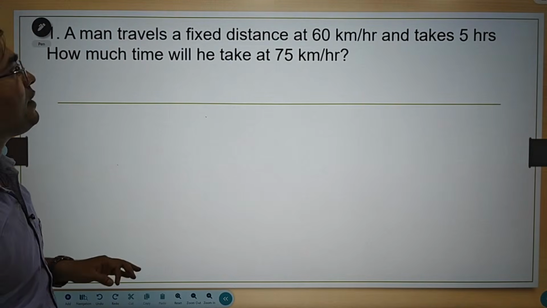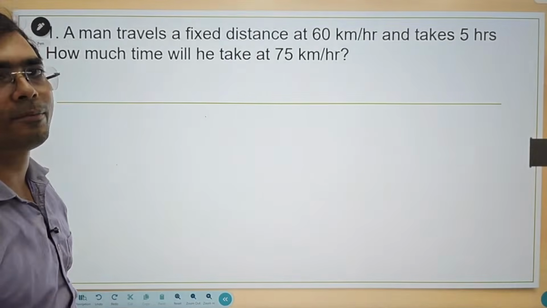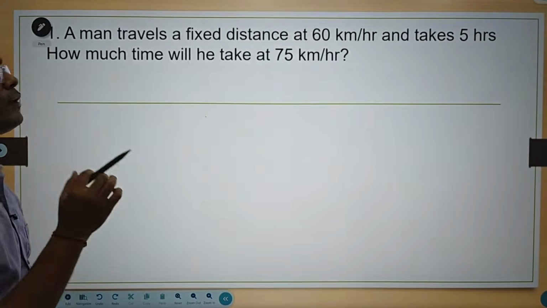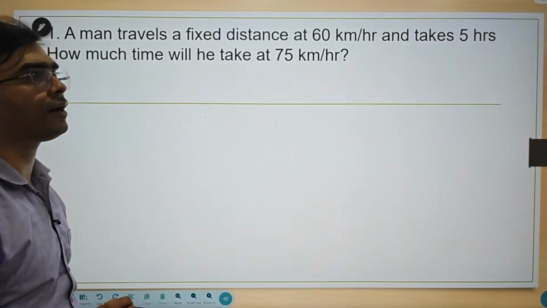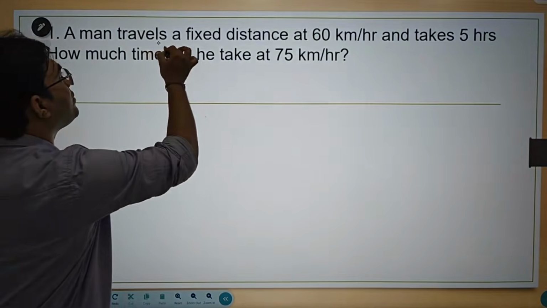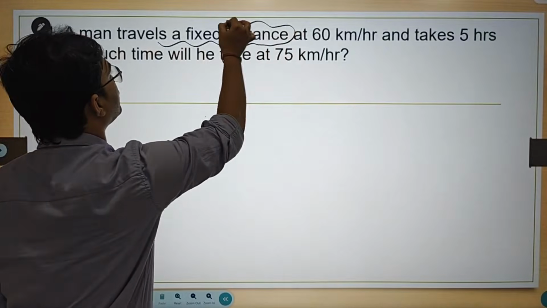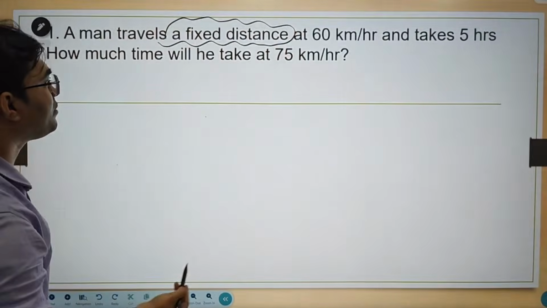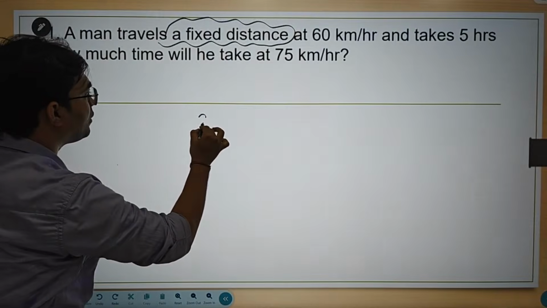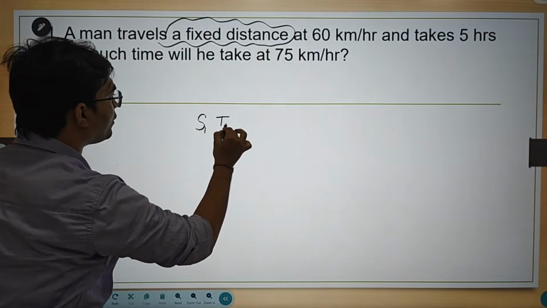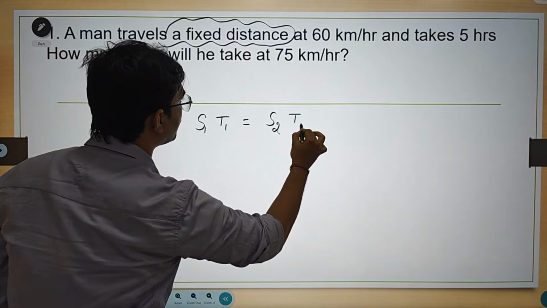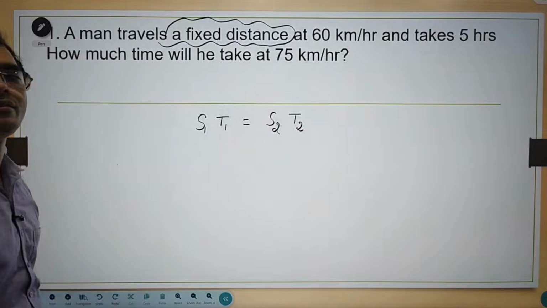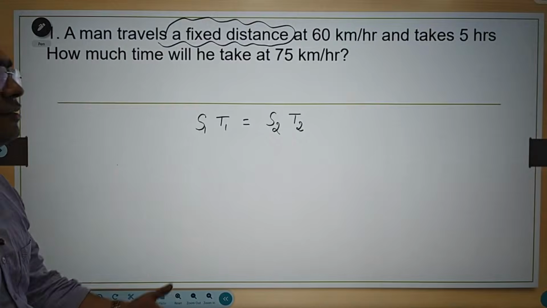How much time will he take at 75 kilometer per hour? So we are supposed to find the time when the speed is 75 kilometer per hour, and what is given? Distance is a fixed value. Whenever distance is constant, we know that S1 into T1 must be equal to S2 into T2. Now I'll say, sir, what is S1, what is S1 T1, what is S2 T2?